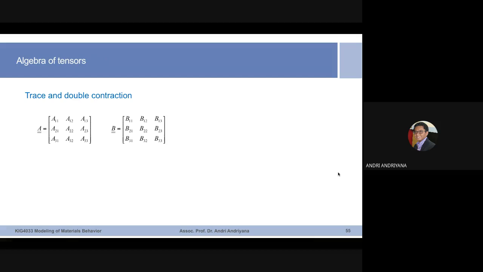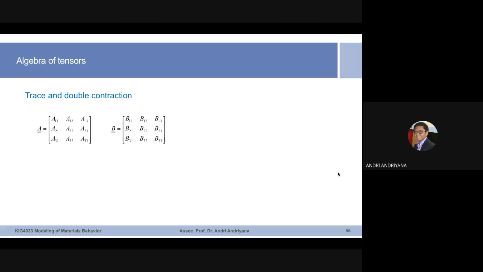Now, what are the mathematical operations that we can use for second-order tensors? When we deal with vectors, we learn about the dot product and cross product. If we have two vectors, the dot product gives you a scalar. The cross product of two vectors gives you another vector. Here, for tensors, I will just discuss two mathematical operations that will be useful for our purpose later, which are trace and double contraction.